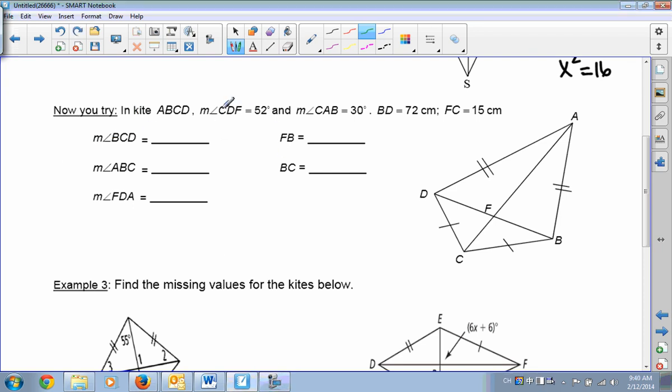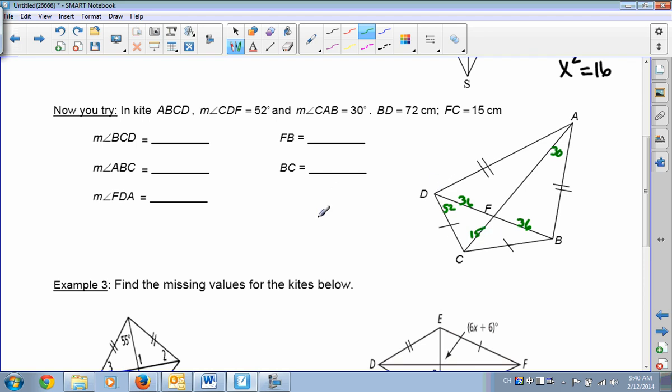All right, so we're going to label angle CDF. So that angle right there is 52. CAB. This angle here is 30. And BD. Where's BD? BD all the way across is 72. So what would each of these pieces be if all the way across is 72? So this would be 36 and this would be 36. And then FC, this little guy, is 15.